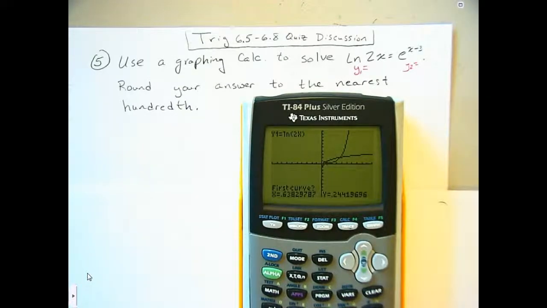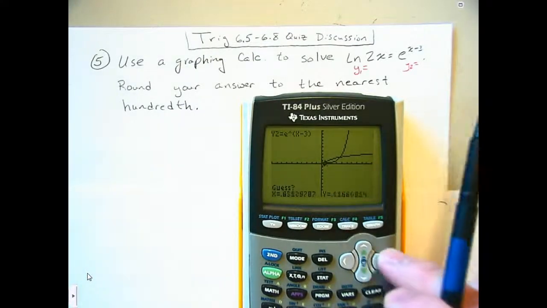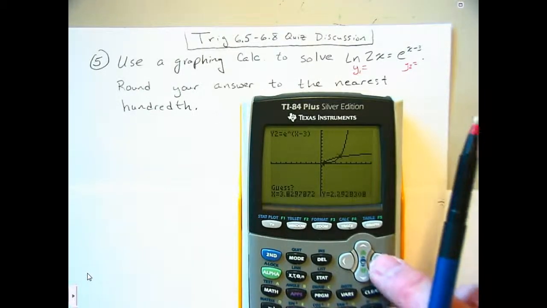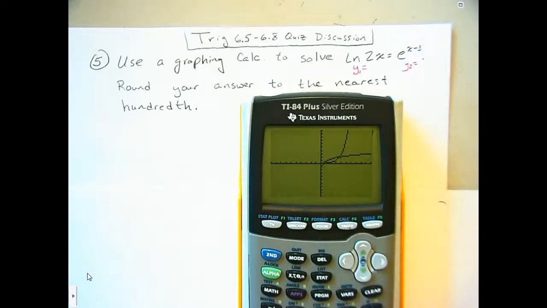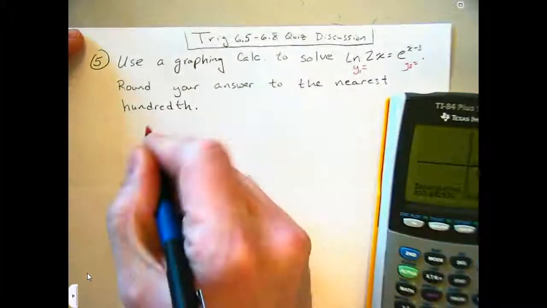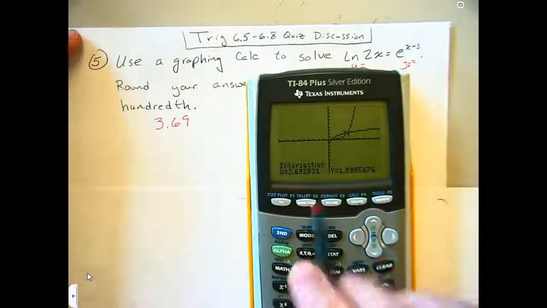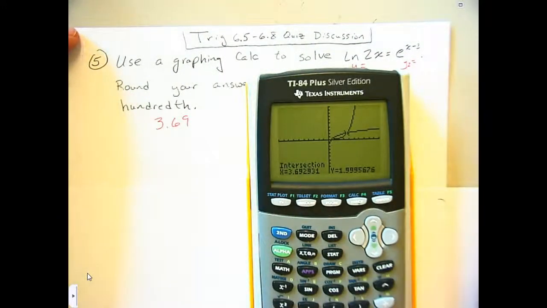First curve automatically brings me to y sub 1, second curve is y sub 2, and then our guess, you need to move your cursor closest to the point of intersection you want to figure out. So I'm going to hit that one first. That one gives me an intersection of 3.69. It says round to the nearest hundredth. So 3.69. Notice it's 9.2, so just leave it there.